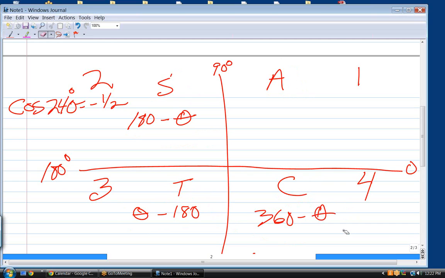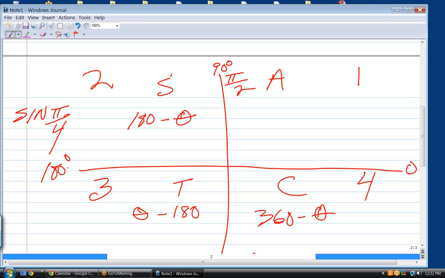But so what's your next problem? Let's see. I have sine of pi over 4. All right. So if we're dealing with radians, then we've got two choices. We can convert to degrees and do everything in degrees, or we can work with radians like it's a foreign language. Eventually you start thinking in the foreign language.